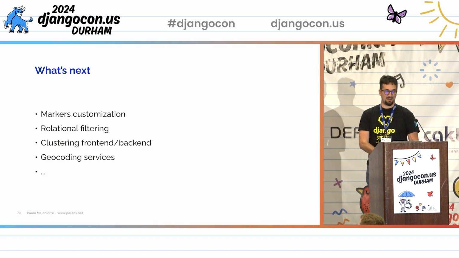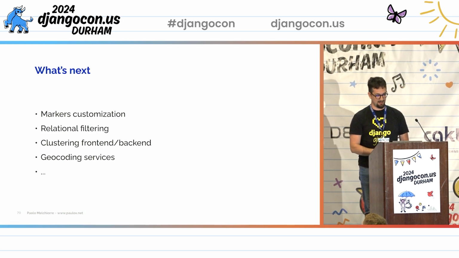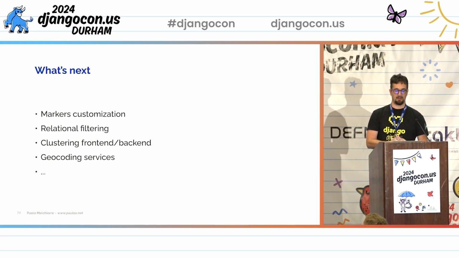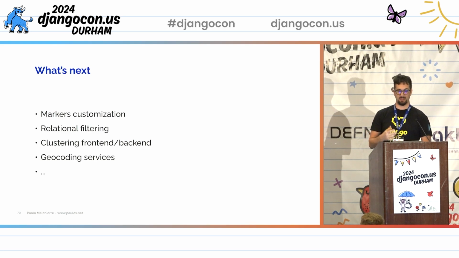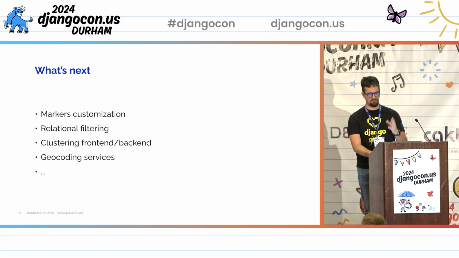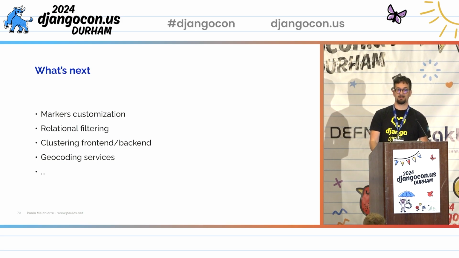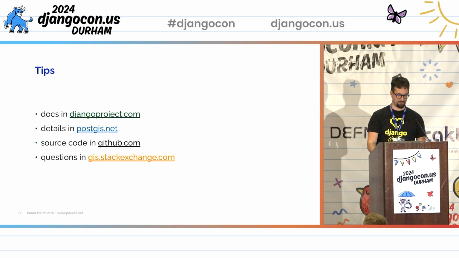What's next? There are also many other features that we can add in a hypothetical map. For example, marker customization, pop-ups, marker filtering based on relational data, the clustering of the points in front end and back end, geocoding used for finding a point based on the address, and so on.